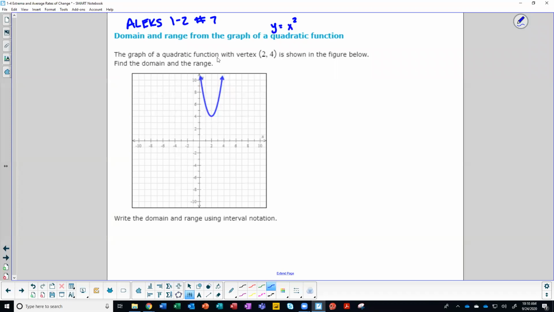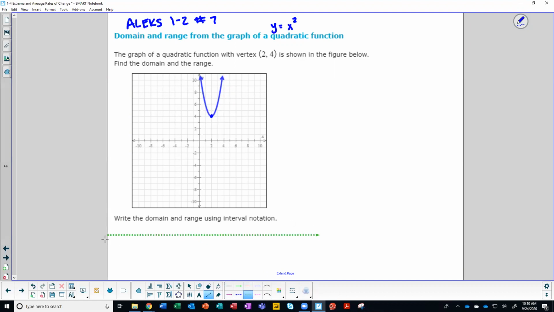It says the graph of a quadratic function has a vertex of (2, 4). So the x is 2, and the y is 4. That's what that point is. The vertex is shown in the figure. Find the domain and range. And so, as shown on the previous video, what we can do here is smash the x-axis, smash the y-axis, using the crash compactor technique to get our answer.